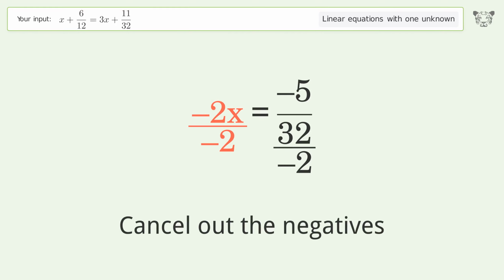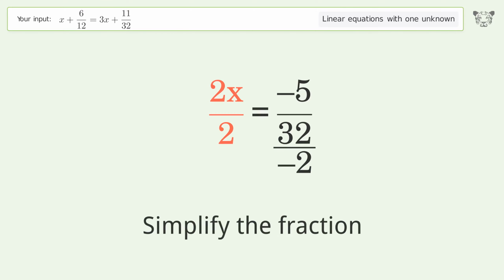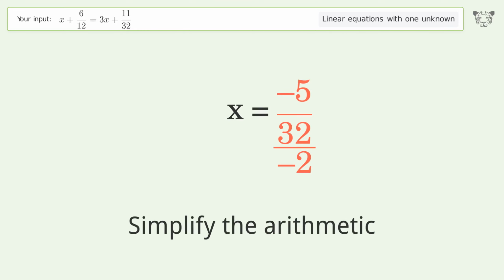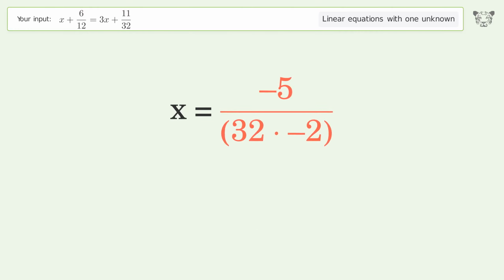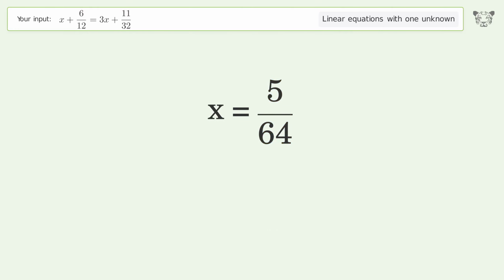Cancel out the negatives. Simplify the fraction. Simplify the arithmetic. And so the final result is x equals 5/64.